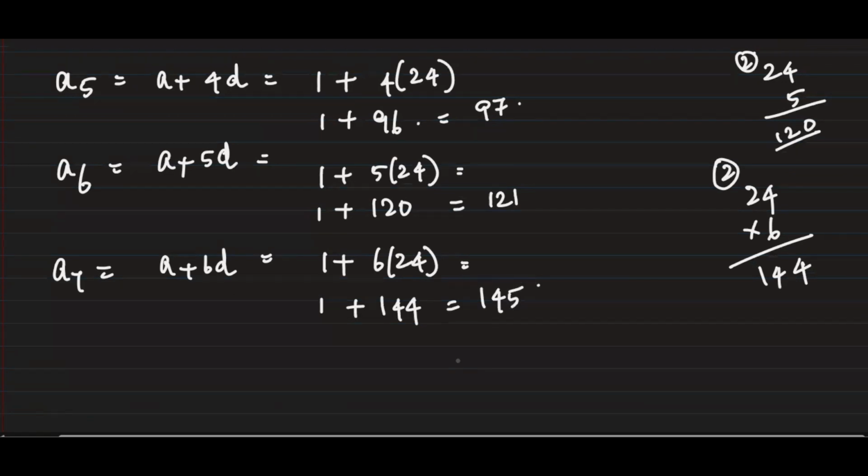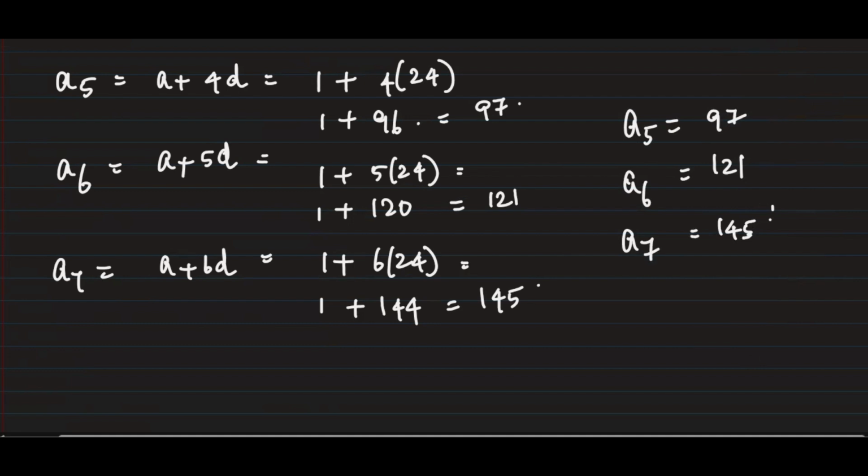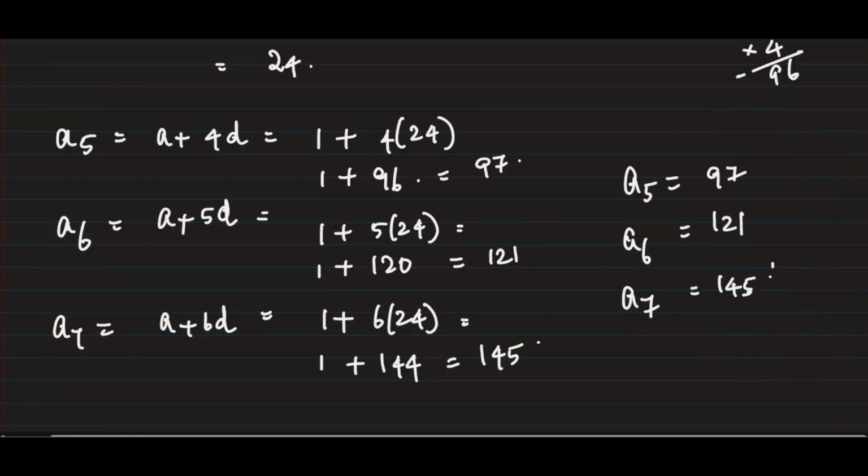Fine, clear now? So the value of A5, A6, and A7, the next three terms of the given AP, are 97, 121, and 145. That is A5 is equal to 97. Okay. And A6 is equal to 121. And A7, the seventh term, is equal to 145. Okay, fine, clear, easy.